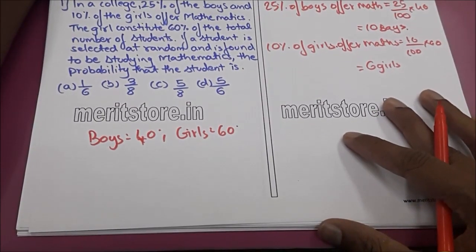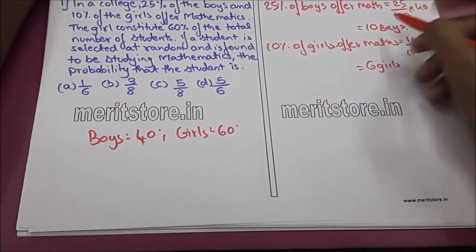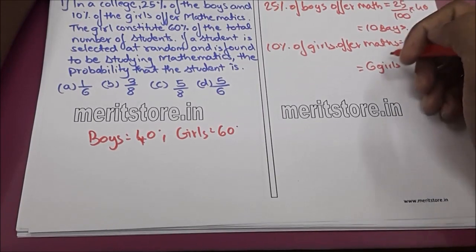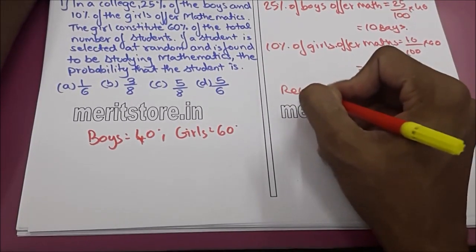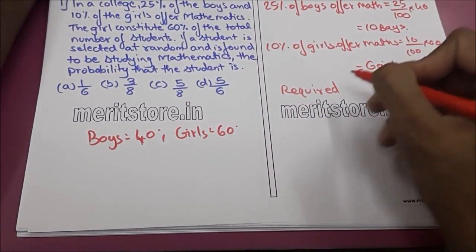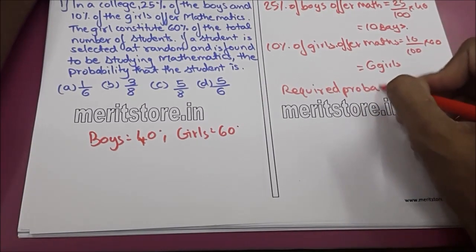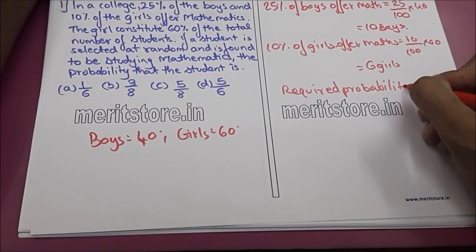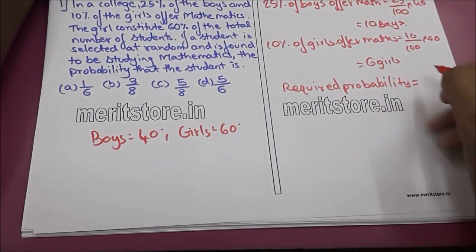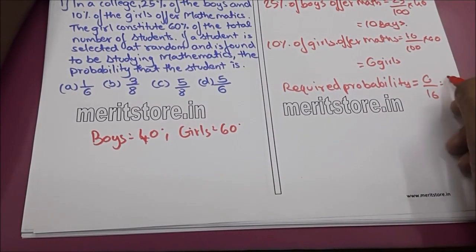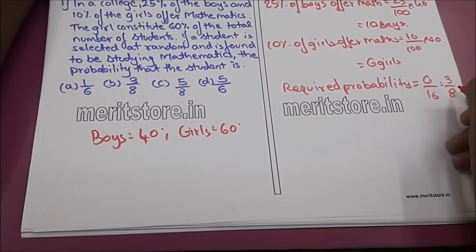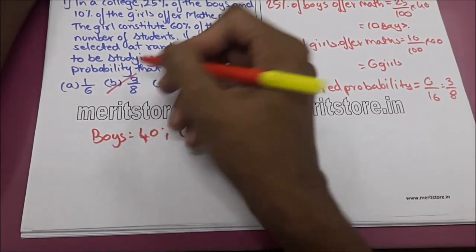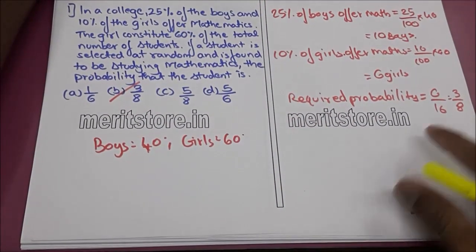It means 16 students offer maths, that is 10 plus 6, 16. So the required probability is equal to 6 by 16, that is 3 by 8, which is option B. Option B is the correct answer.